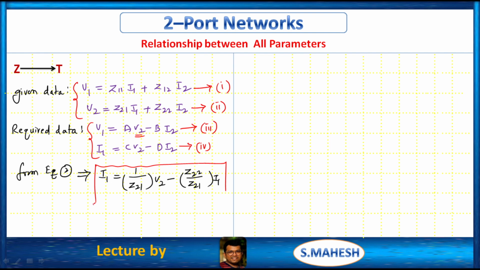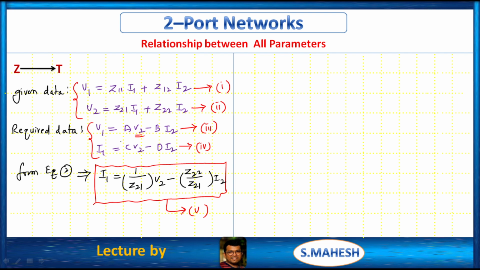Let us cross check. Does it match with any one of the equations? Let us say this is equation 5. Now, equation 1 and 5. Sorry, this is I2, I have mistaken. This is I2. Now it's clear. If you match equation 4 and 5, this part 1 by Z21 is nothing but C, and this D is Z22 by Z21. Right? Now it's clear.